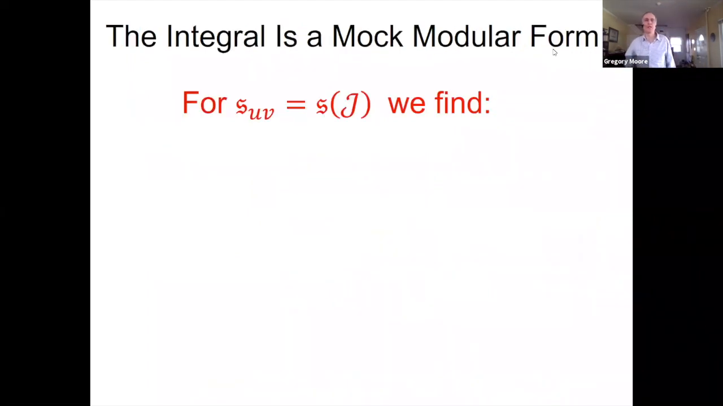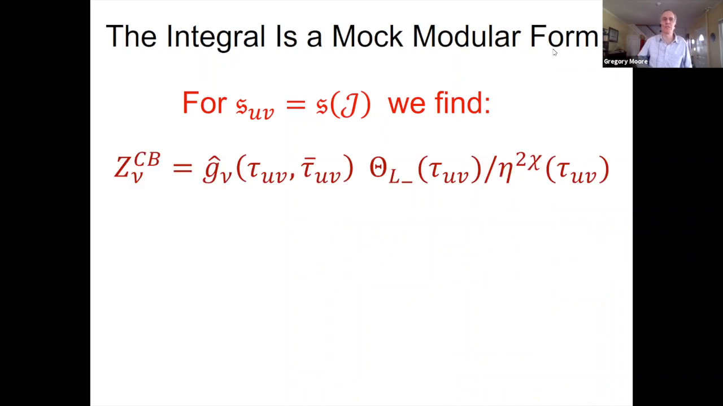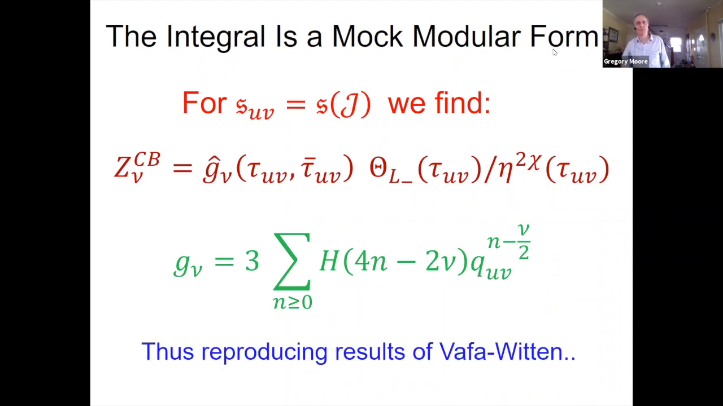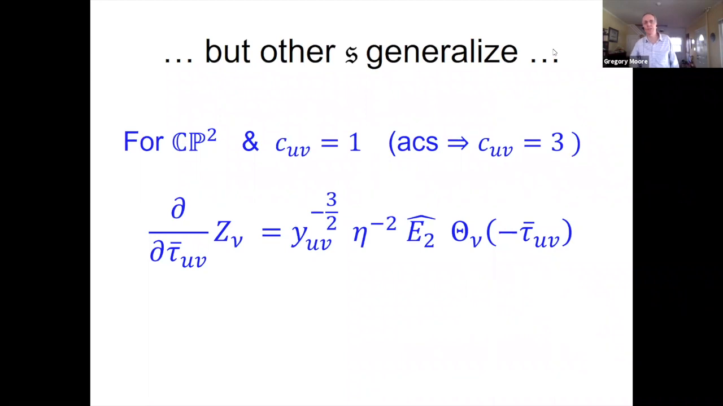Anyway, for the ultraviolet spin-c structure determined by an almost complex structure, we find expressions that look like this, where g nu is the famous kind of mock modular form that we learned about from Zagier, and thus we reproduce results of Vafa and Witten. But we can also generalize to other spin-c structures. So for CP2, we get other kinds of holomorphic anomalies.